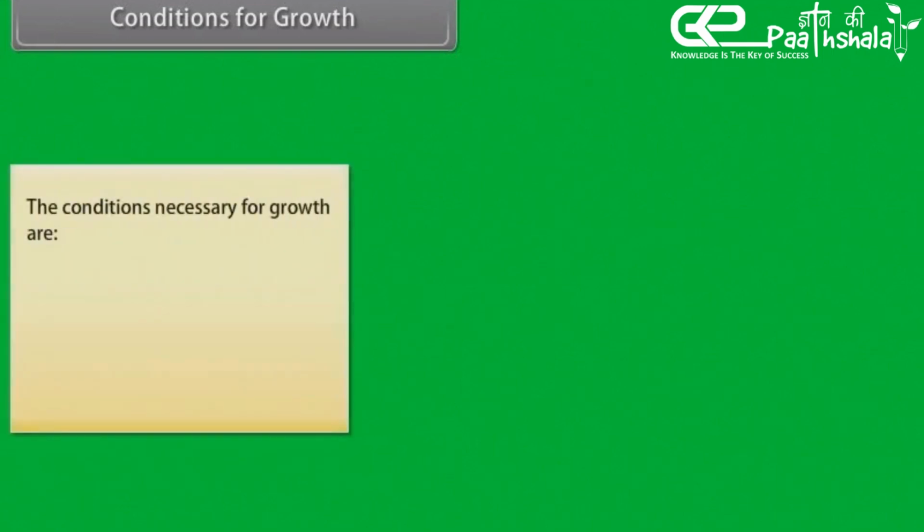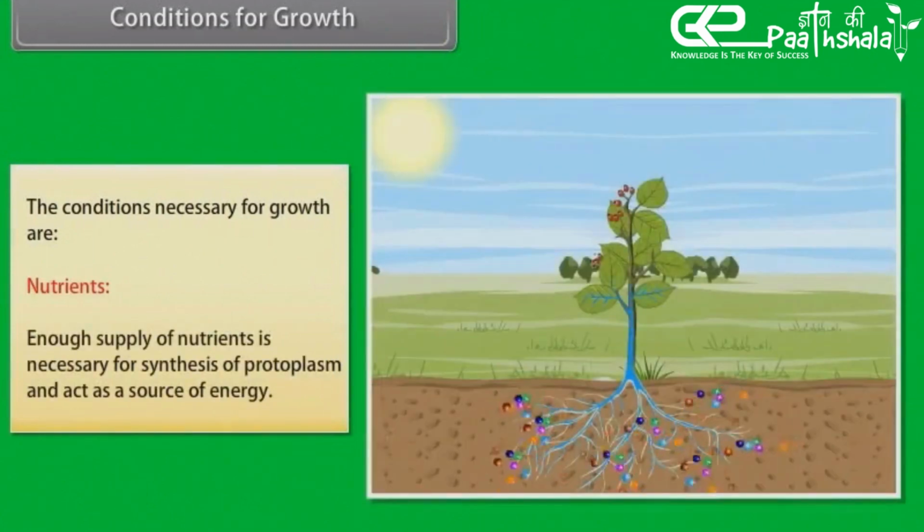Conditions for growth. The conditions necessary for growth are nutrients. Enough supply of nutrients is necessary for synthesis of protoplasm and act as a source of energy.